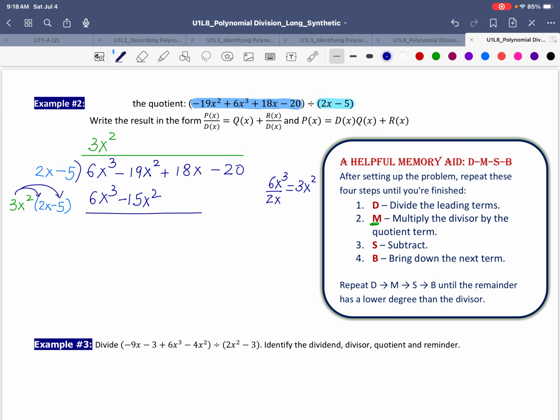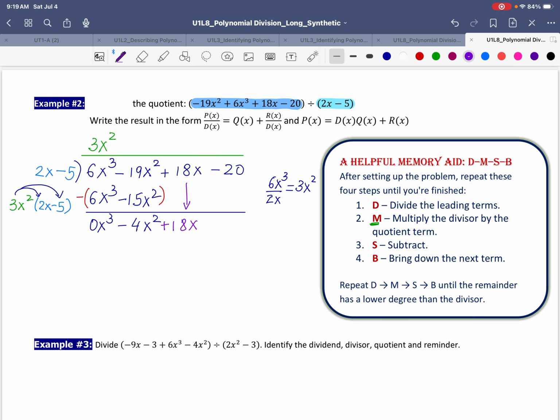Draw a long line, subtract, keep this in brackets, very important because you are subtracting both terms. Now we have 6x cubed minus 6x cubed, no x cubed. Negative 19x squared minus negative 15 means plus 15x squared, and we have negative 4x squared. We'll bring down the next term, which is 18x. It's a positive 18x, so we've got to make sure we write that.